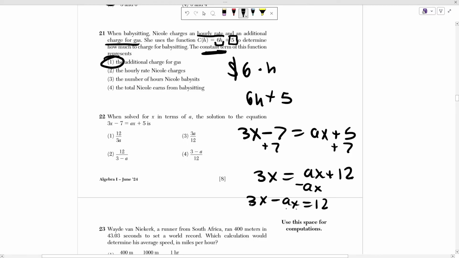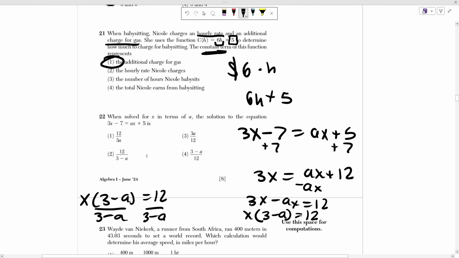So notice how I have x in both of these terms. If I divide this whole thing by x, I'm left with 3 minus a is equal to 12, okay? So x times 3 minus a is equal to 12. How do I get x by itself? I divide both sides by 3 minus a. And I get the answer is 12 over 3 minus a, which is choice 2, okay?